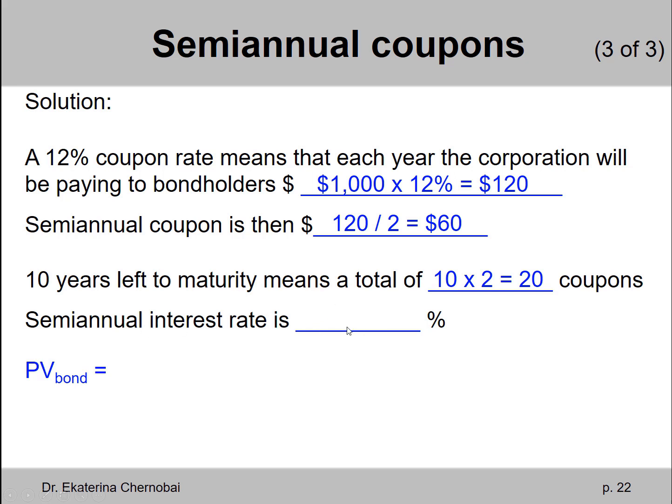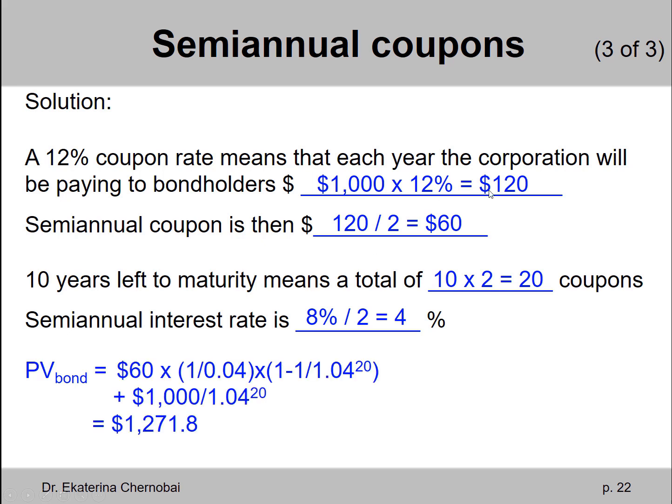So for the IY, the interest rate, the yield to maturity, we need to use this semi-annual interest rate. If per year it's 8%, which is given, then we need to divide it by 2. And 4% is the correct discount rate that we will use. So plugging these numbers into the bond present value formula will give us the bond value of $1,271.80. This is a premium bond because it costs more than $1,000.